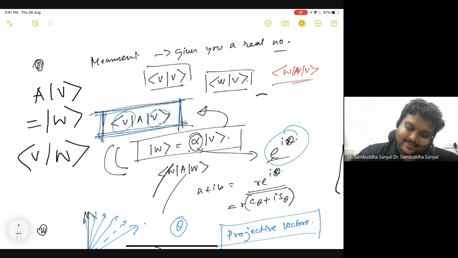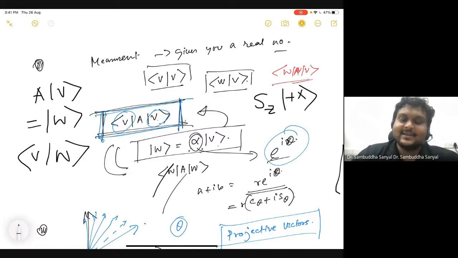So some operator S_Z acting on, let's say, |+X>. That will give you something. Think about what it can give you. You will see that it can only give you |+Z> or |-Z>, because X can be written in terms of +Z and -Z, and S_Z acts on this simply because they are eigenstates of S_Z.